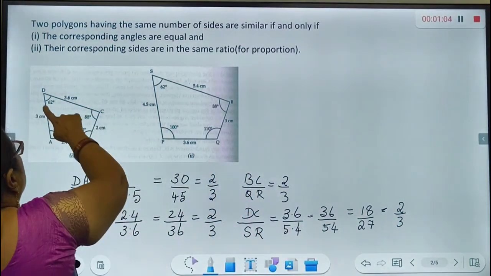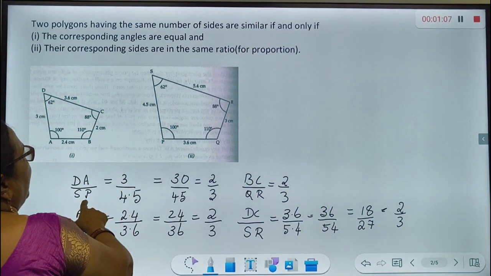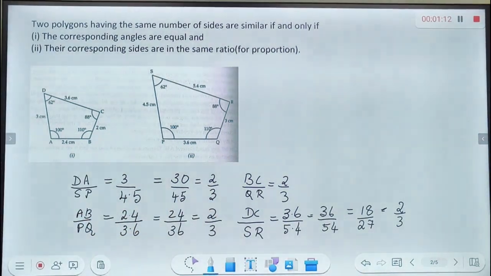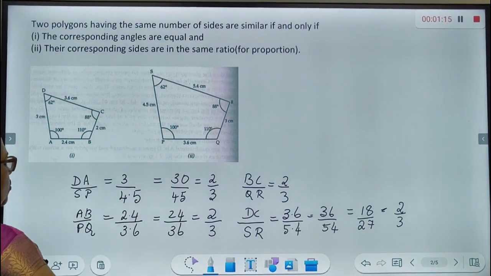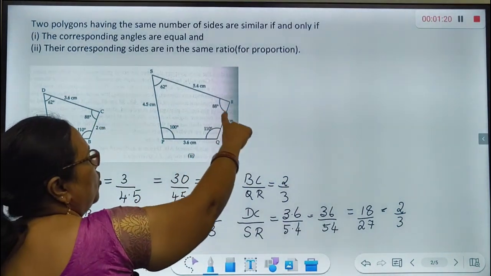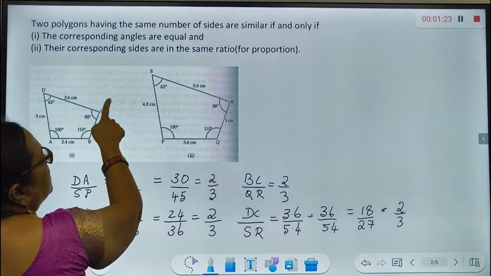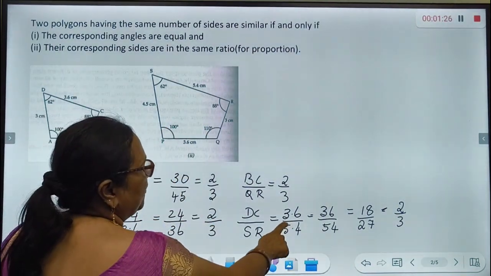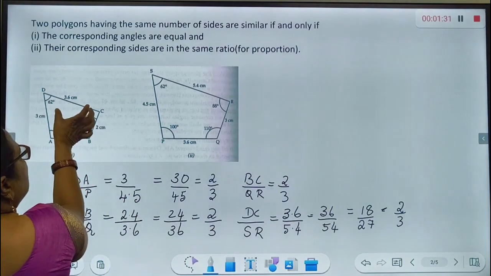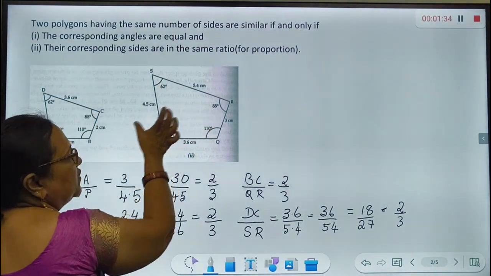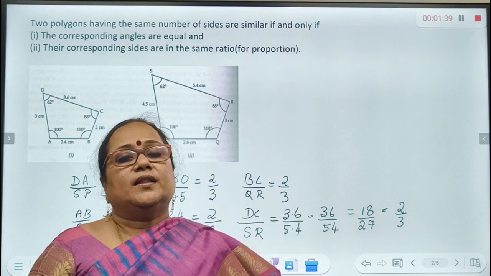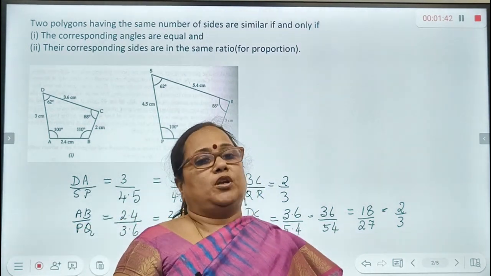If you look at the sides, DA by SP is 3 by 4.5, which is the same as 2 by 3. AB by PQ is also 2 by 3, 24 by 36, which is 2 by 3. BC by QR is also 2 by 3. Then DC by SR is 3.6 by 5.4, which is also 2 by 3. So each of these sides is 2/3 the side of this. So the angles are equal, sides are proportional, then we say the polygons are similar polygons.